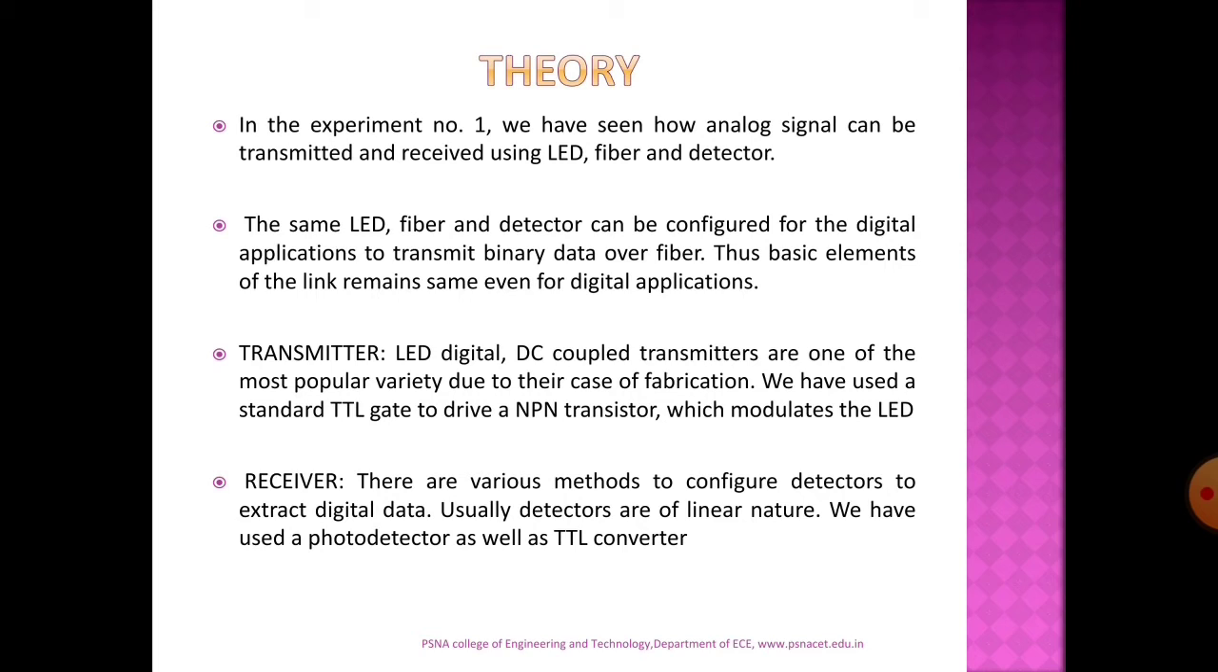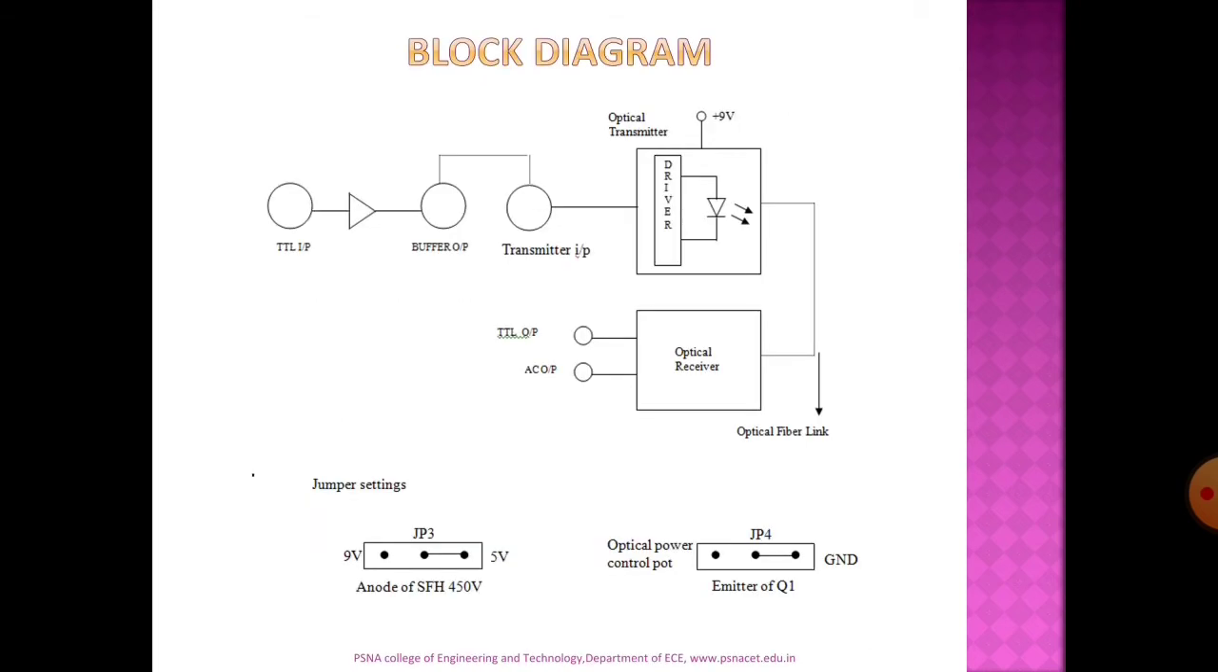In the transmitter part, there is a need of a TTL gate, that is a serial protocol, to drive the signal to the LED. So the LED in turn will provide an output signal in the form of light with respect to the electrical signal. At the receiver, the signal will be received and converted into an electrical signal with the help of a photo detector, and as usual there will be a need of a TTL converter at the receiver end. So this will be the theory behind the transmission of signal.